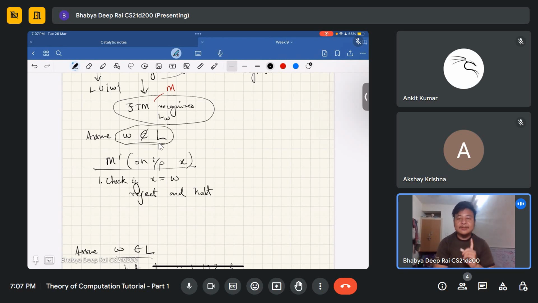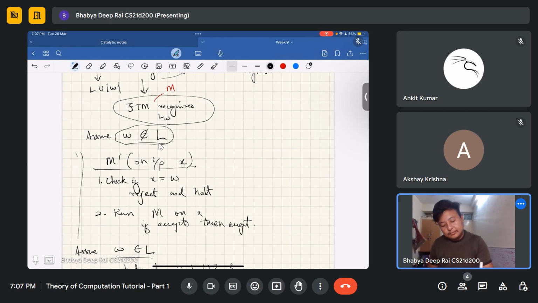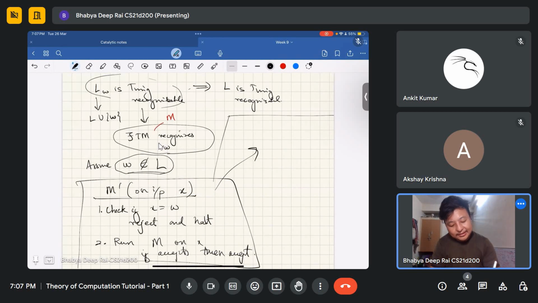M prime will not accept W. But otherwise, what we'll just do is run M on X, and if it accepts, then accept. Now, what is the correctness of it? Why is this correct?